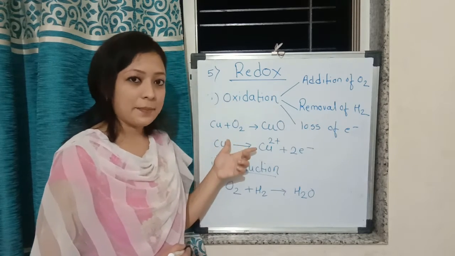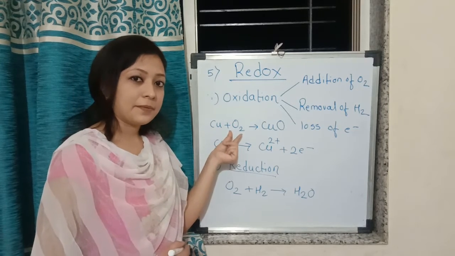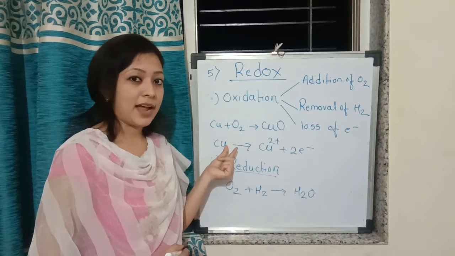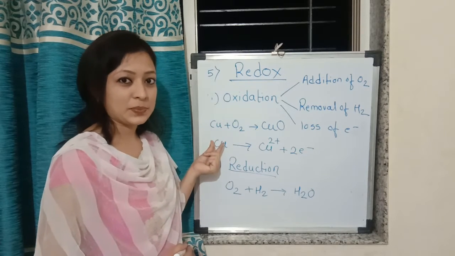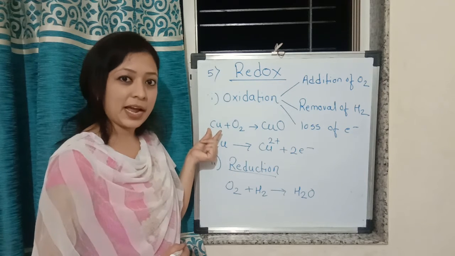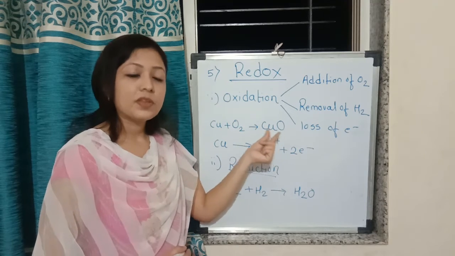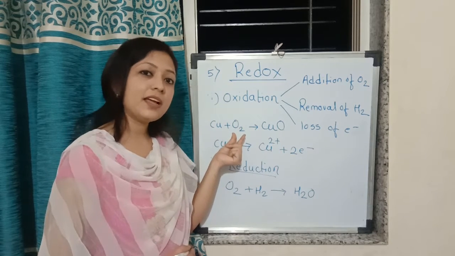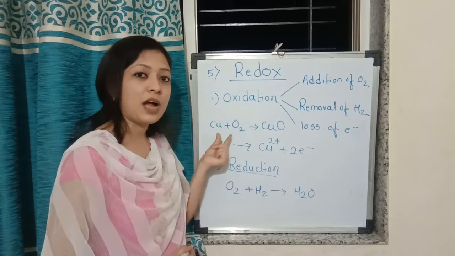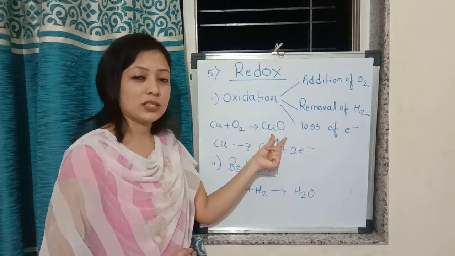Let us take an example where copper is burned in air. It forms copper oxide. In this type of reaction, a color change takes place. The color of copper, a reddish brown shiny metal, changes to black when it reacts with atmospheric oxygen. So the color change from reddish brown to black is due to the formation of copper oxide.